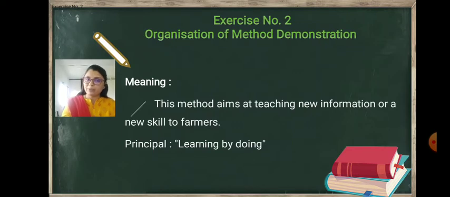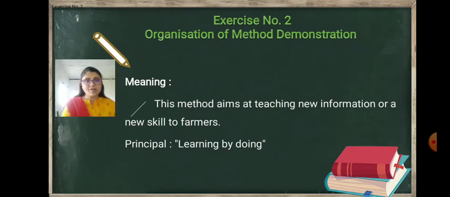Whatever improved practices or new technologies there are, we give new information related to those practices, that particular operation or variety, to the farmer, or give the farmer new skills, or improve the old skills. This is the meaning and the aim of method demonstration.